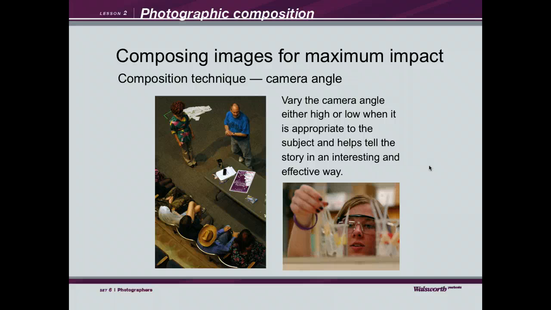That is simply called a worm's eye view, the opposite of a bird's eye view. That is where we are going to shoot from low to high.